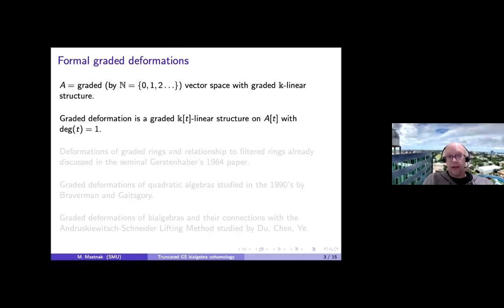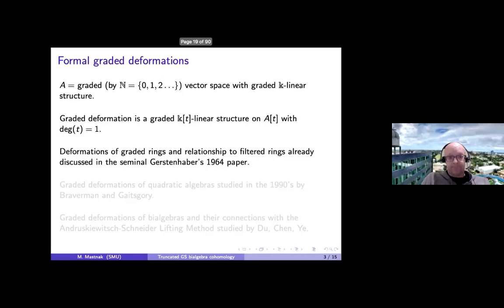So of course, in the ungraded setting, formal deformations always land in the power series. And a priori you could try this here, but because of this local finiteness, everything you're interested in is already encoded in polynomials. So there's no reason to go to power series, even if a priori you wanted to. That will not give you any extra thing. So that's why we are just dealing with polynomials. In this setting, the graded deformations are much nicer behaved than general formal deformations.